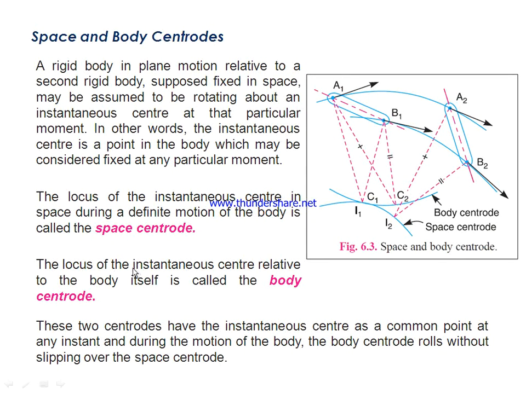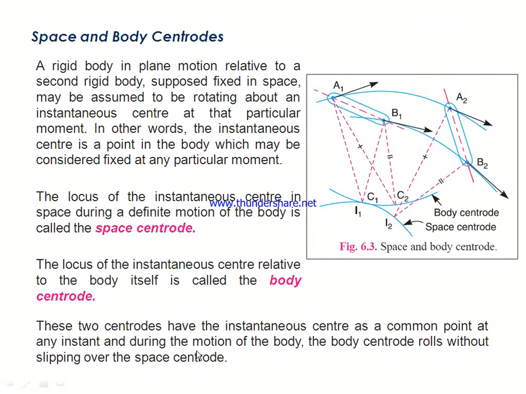Now on the other hand, body centroid is nothing but the locus of the instantaneous center relative to the body itself. Body itself means, here you have said that there is a rigid body which is supposed to be fixed in space, and with respect to that this link is moving. Now assume that this link is fixed and that rigid link moves. When the body which was earlier fixed is made to move with respect to this link, it will have centers like C1, C2, C3, etc. Now if you join all those centers together, the locus is known as the body centroid.